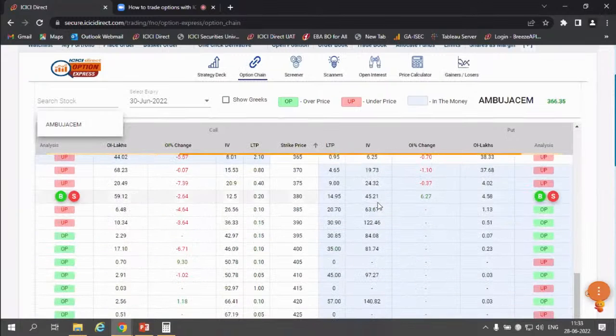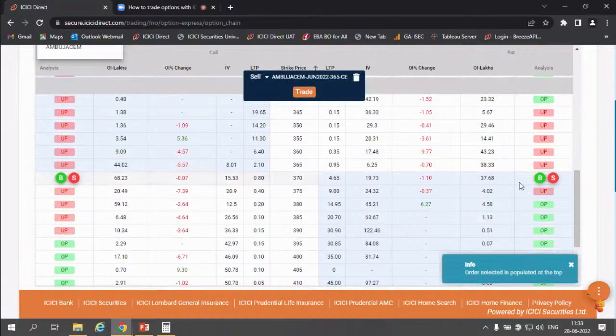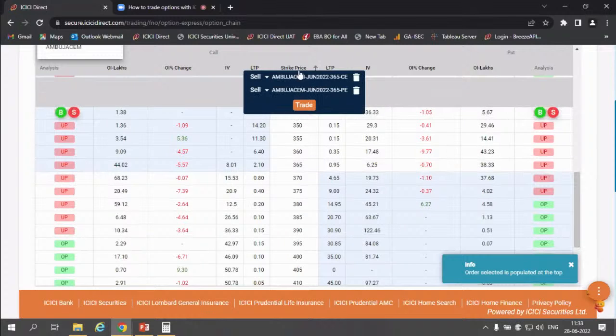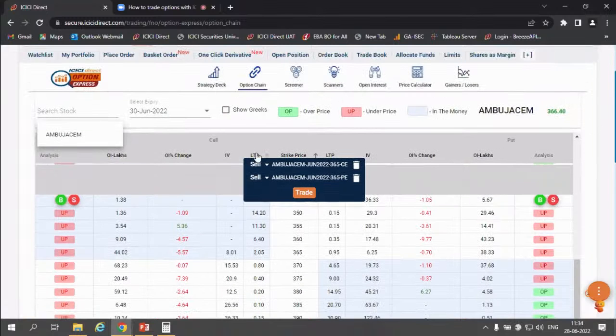So 365. All I need to do is simply sell this. 365, sell this, and then trade. So this is what is going to be my short straddle basically for that. Simply, you don't even have to go through the place order where you have to select all the strikes. You can simply trade directly from the option chain.